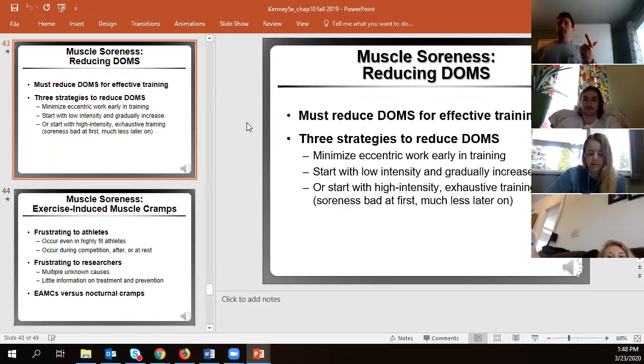And like anything else, we can always go the opposite and just be a real jerk, just destroy them early in the off season. And then from there, they're going to be more and more well adapted to it. The only problem with it is you really increase your risk of injury if you come out the gates really, really hard.